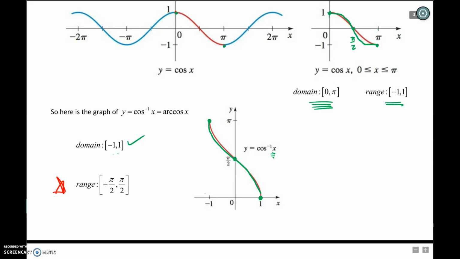Oh my gosh, this is a typo. Sorry. It's going to spit out an angle between 0 and pi. Okay? Please fix that in the notes. The output range for the inverse cosine is 0 to pi.